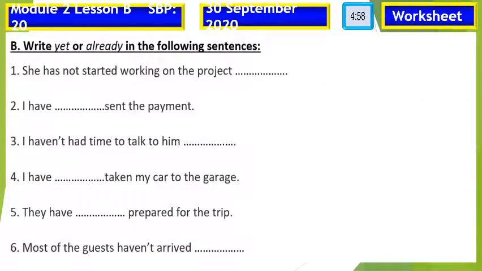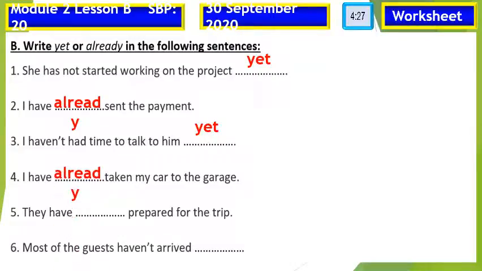Now, again, we are in student book, page 19. We are going to write yet or already in the following sentences. Pause the video, do it on your own, then come back to check. Okay? Let us see. Number one, she has not started working on the project yet. We have a negative. Number two, I have already sent the payment. Number 3, I haven't had time to talk to him yet.